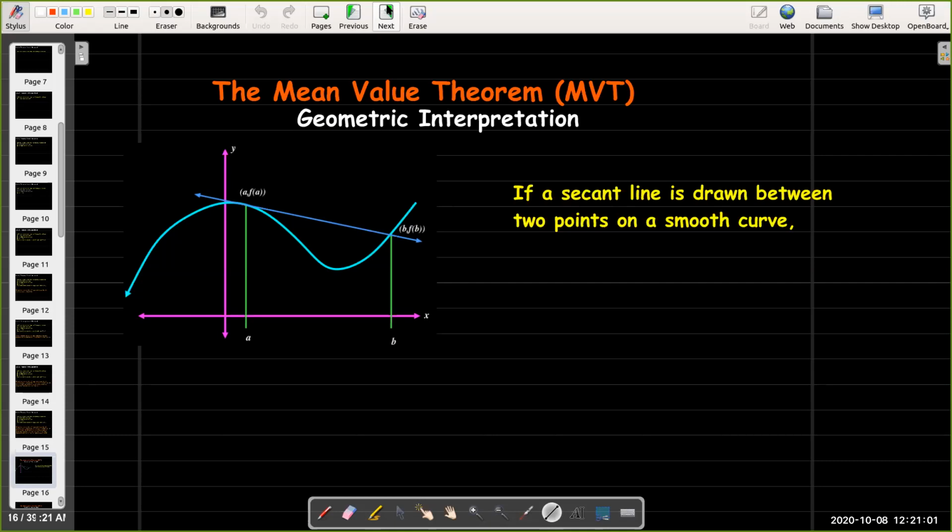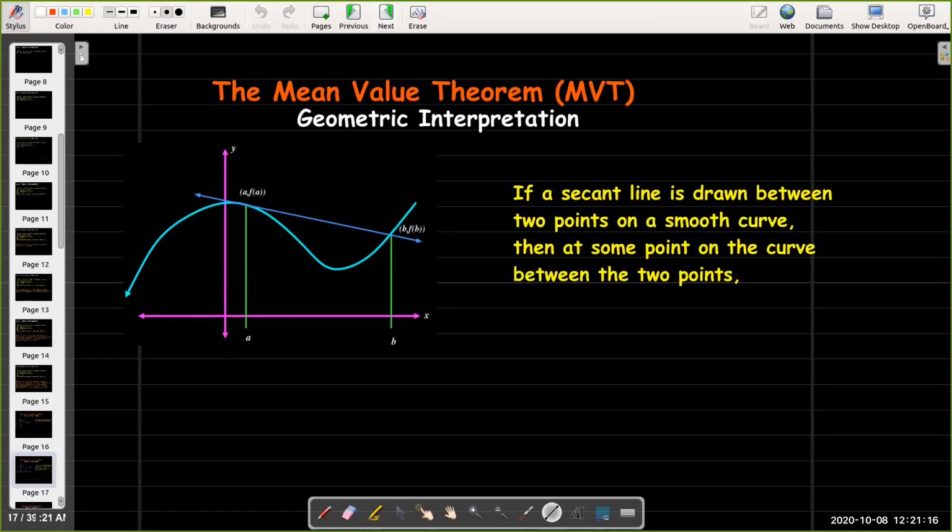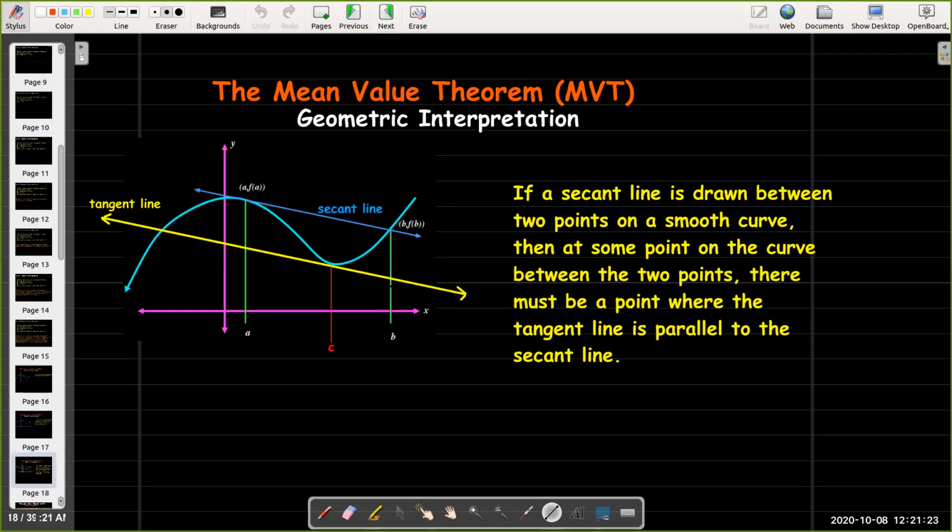Now, the geometric interpretation of the mean value theorem, again, is pretty straightforward. If you have a smooth curve and you connect 2 points on the curve with a straight line, that's our secant line, then at some point between those 2 points, there's a point on the curve where the tangent line is going to be parallel to the secant line. So you can see how Rolle's theorem would be a special case of this.